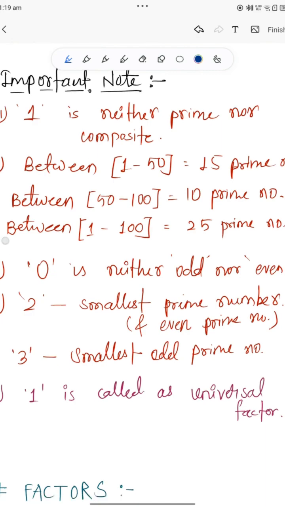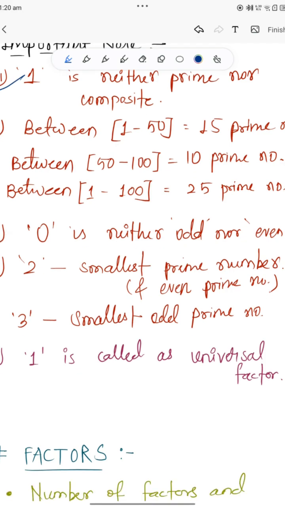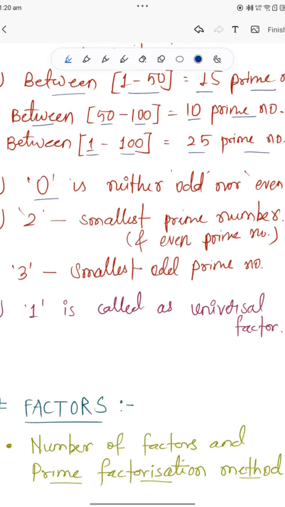Okay, there are some important notes. You can just have a read on it. The first note is 1 is neither prime nor composite number. This is a short trick: between 1 to 50 there are 15 prime numbers, between 50 to 100 there are 10 prime numbers, so between 1 to 100 there will be 25 prime numbers. 0 is neither odd nor even. It is not considered an odd number or an even number.